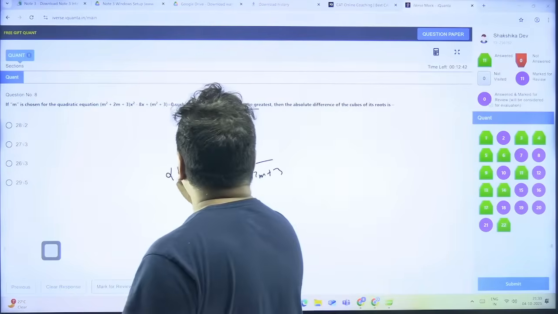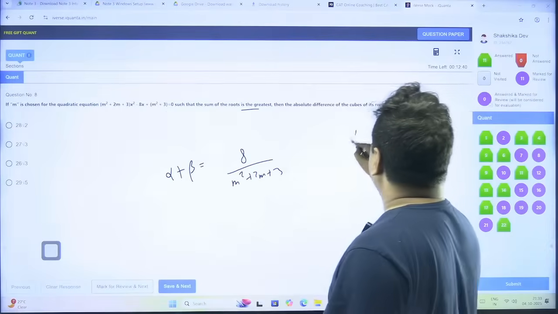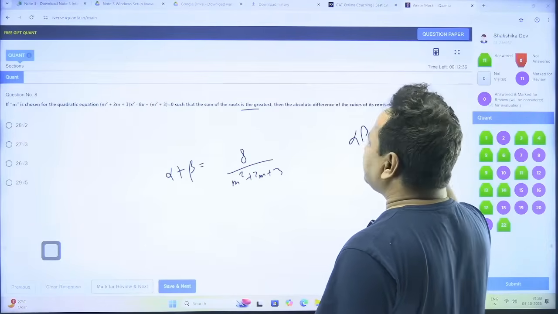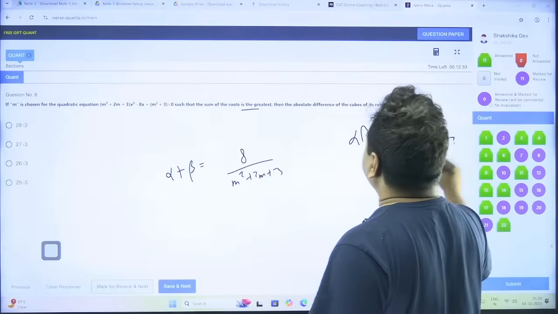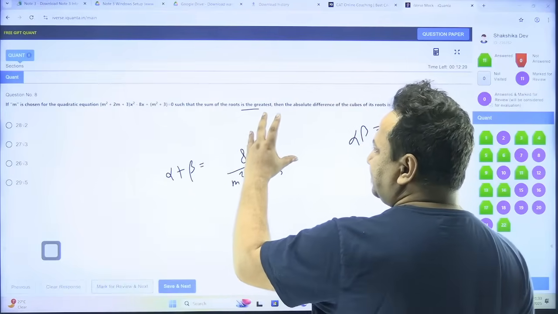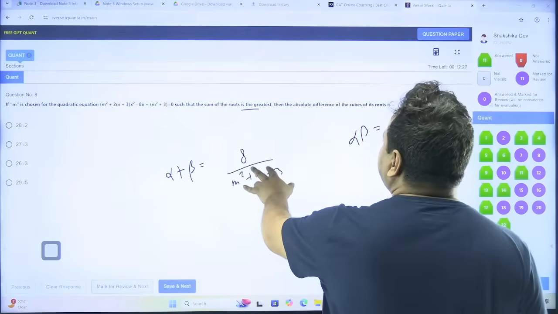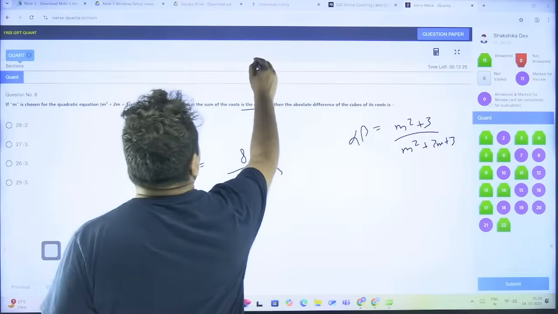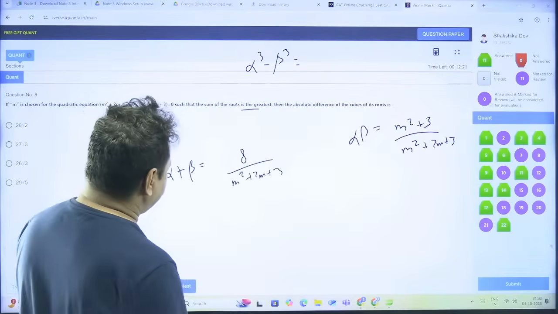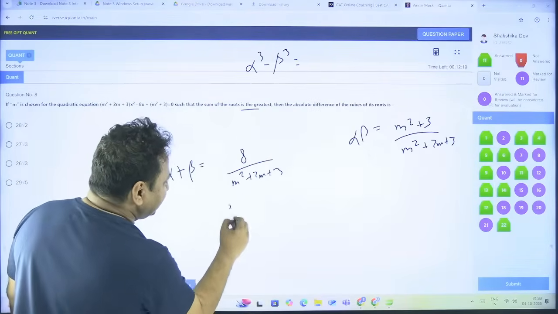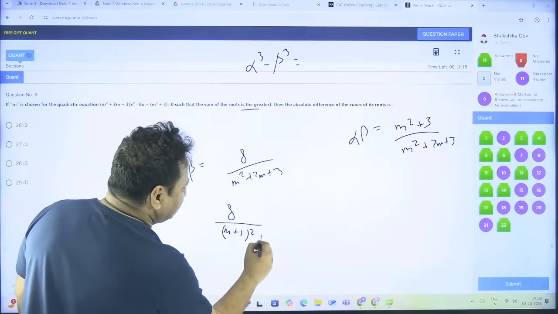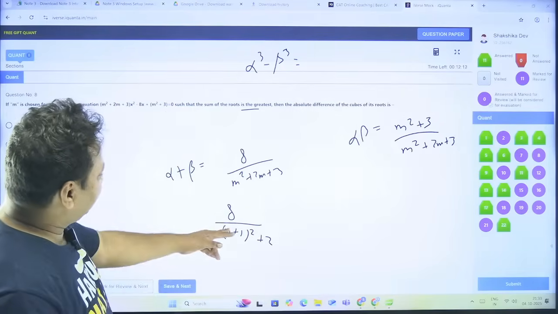This is alpha plus beta, and alpha beta is given by m square plus 3 whole upon m square plus 2m plus 3. I need to do what? M is chosen for the quadratic equation such that the sum of the roots is the greatest. I need to maximize this. Okay, cube of its roots. I want to find alpha cube minus beta cube afterwards. Okay, good. This is to be maximized. It means नीचे को minimize करना पड़ेगा. So m square plus 2, this is m plus 1 whole square plus 2. Okay, nice.